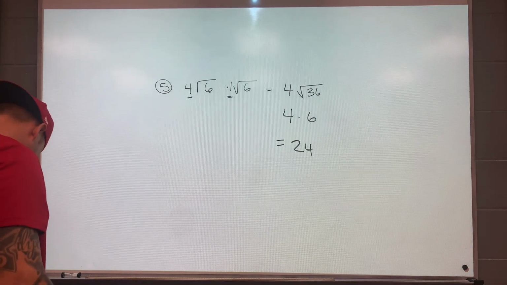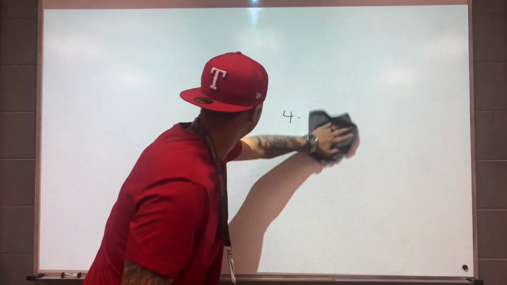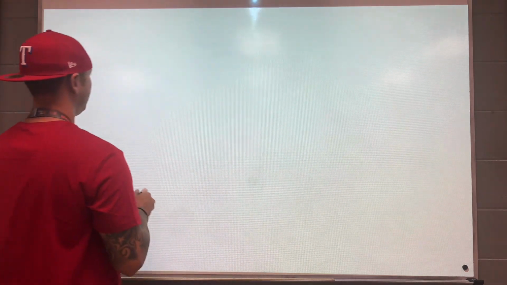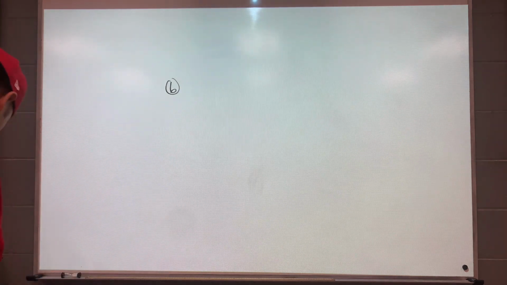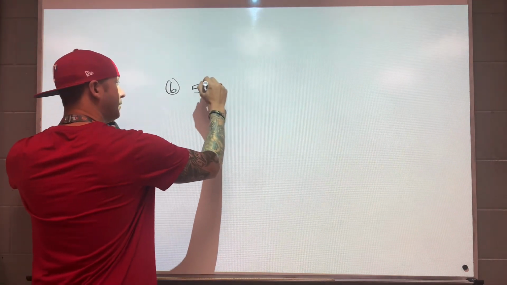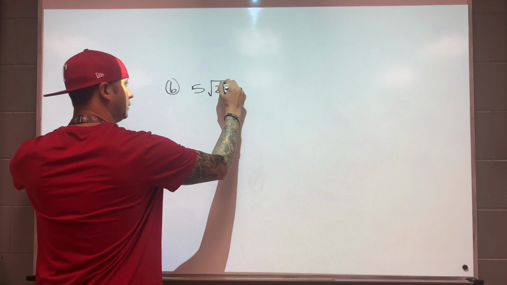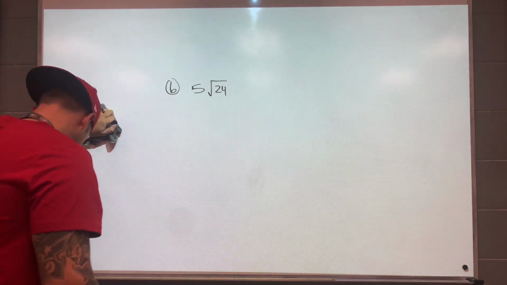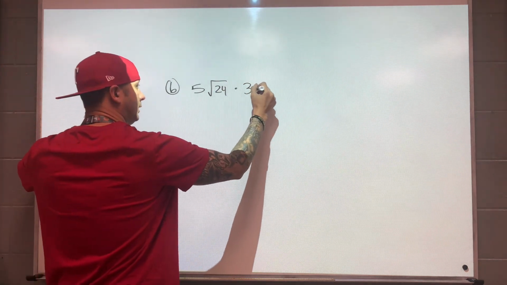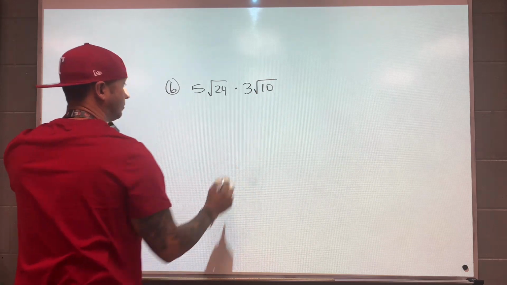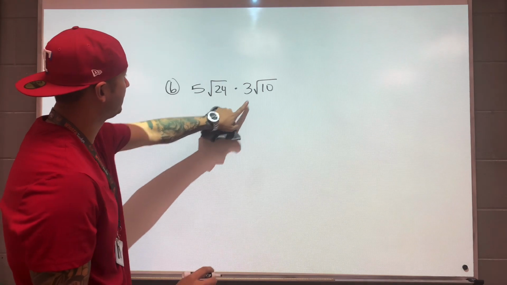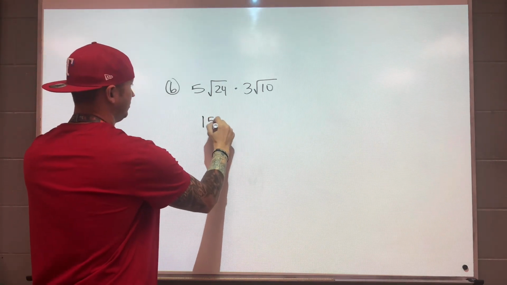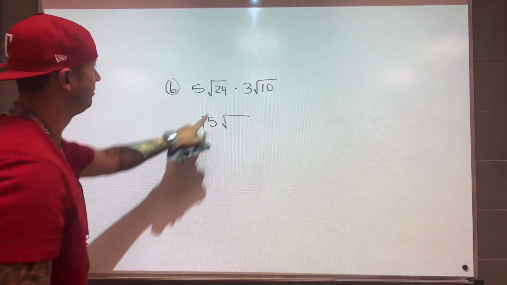All right, number 6. Five root 24. 3 root 10. All right, what did I just say? Outside times outside. Inside times inside.